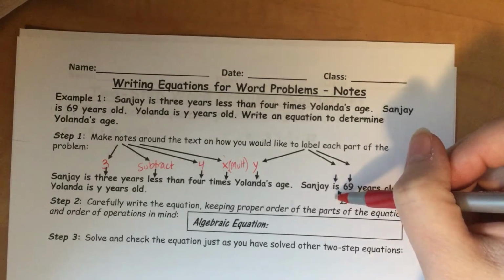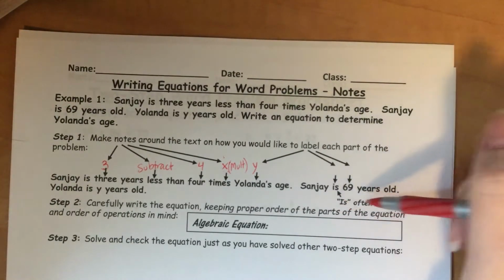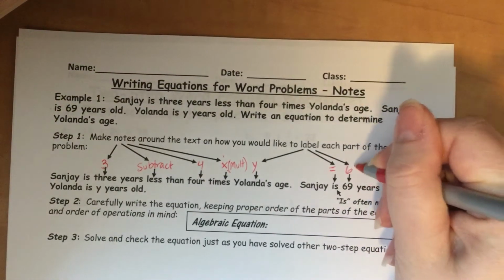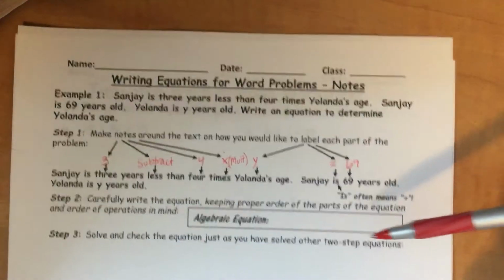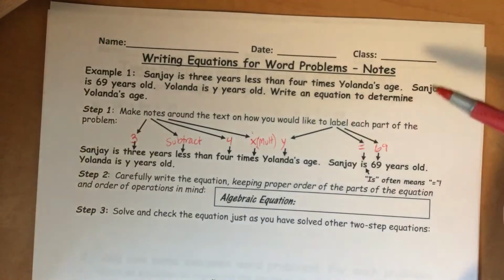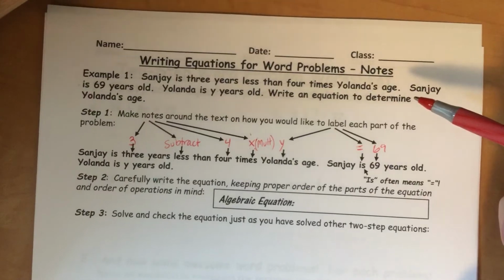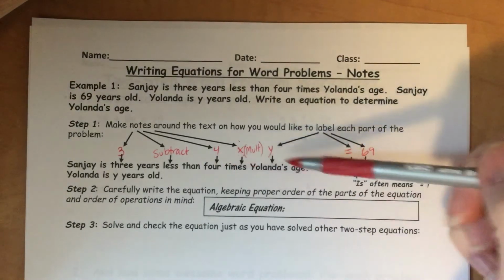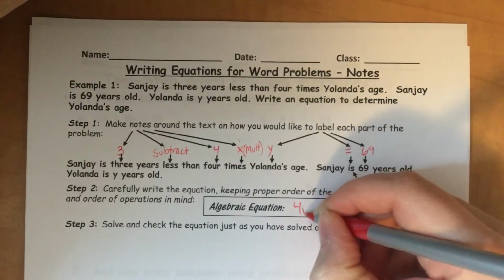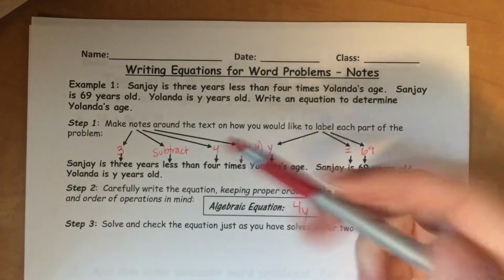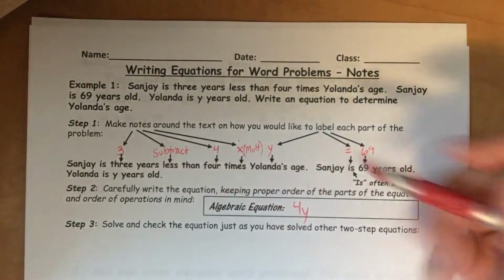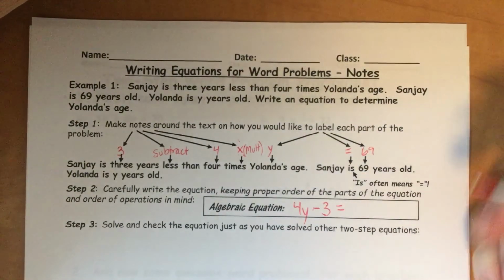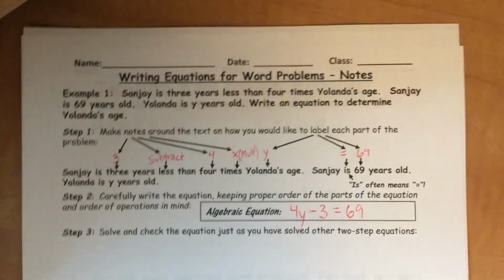The word is, now this is not always the case, but often it's an equal sign. And then we have a value. So we have some key points in this word problem that will help us make this equation. If I need to go 4 times Yolanda's age, that's how I got the 4Y. And then I need to subtract 3. So I need to take 3 less than whatever that is. And that should be equal to 69.